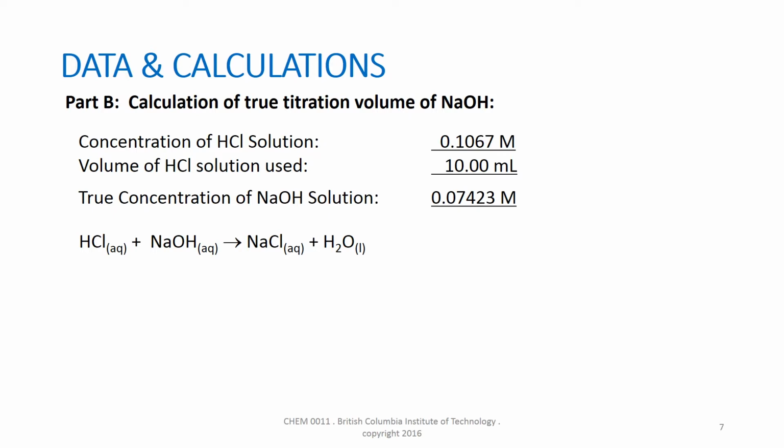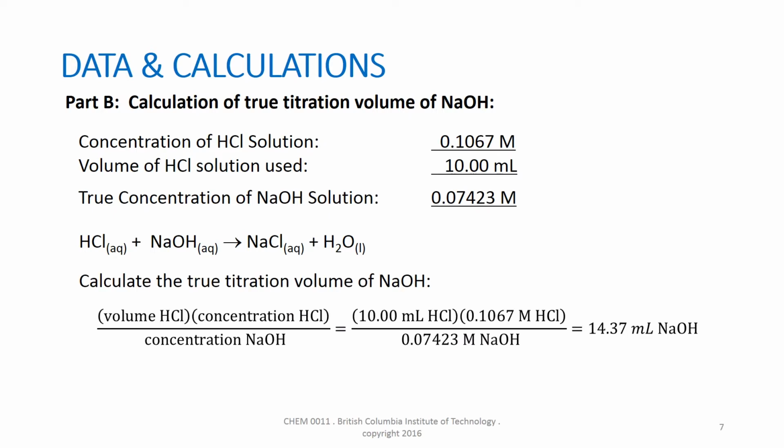In this case, an aqueous solution of HCl and an aqueous solution of NaOH react to form an aqueous solution of NaCl and water. Since the balanced chemical reaction is 1 mole of HCl to 1 mole of NaOH, at the equivalence point, the moles of NaOH added from the burette must be equal to the moles of HCl initially present in the Erlenmeyer flask. Therefore, the true titration volume is given by the volume of HCl times the concentration of HCl divided by the concentration of NaOH.